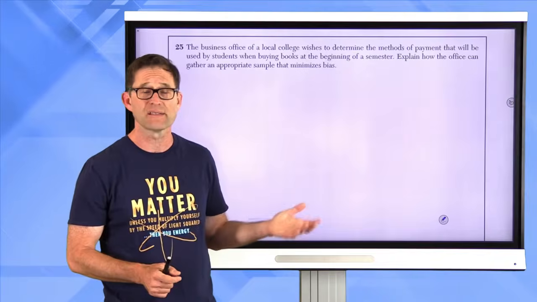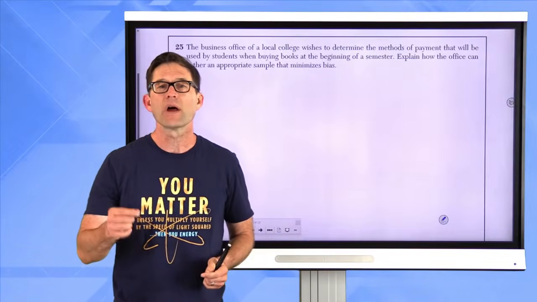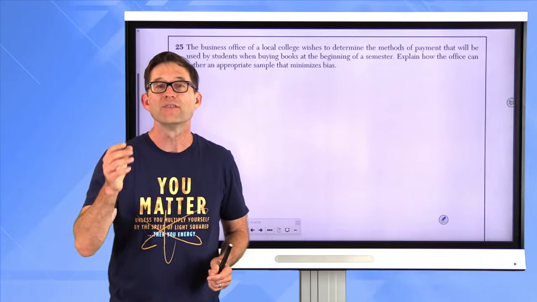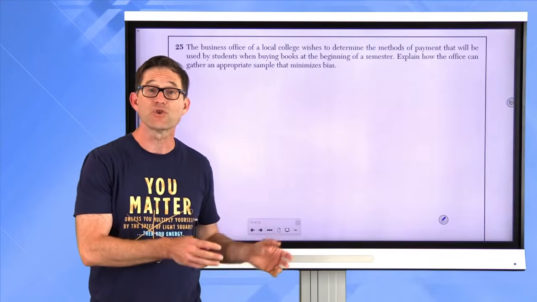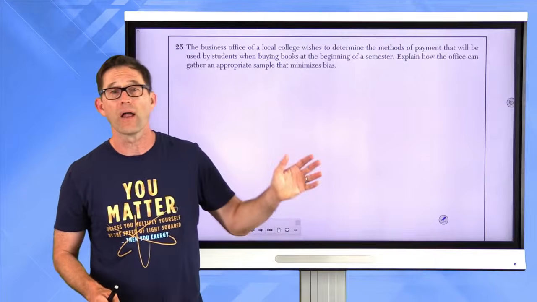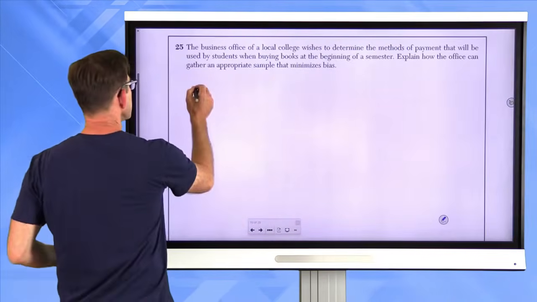You're not going to have to write an essay here. Try to use the term random sample somewhere in your answer, and also try to make it relevant to the situation at hand. We're at a local college. So maybe something like this.